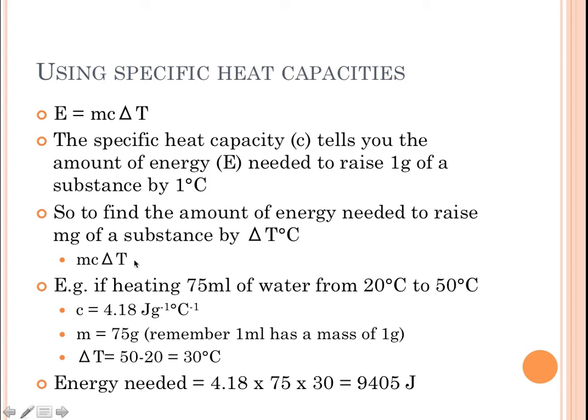Okay? So if, for instance, we had 75 ml of water, and remember water has a density of 1 gram per ml, so 75 ml is 75 grams. We're heating it up from 20 to 50 degrees C, so our change, our delta T, is 30 degrees. Sorry if that's deafened you. We know its specific heat capacity. So using those 3 values, we can multiply them together to find the energy that was needed to heat up that little bit of water.